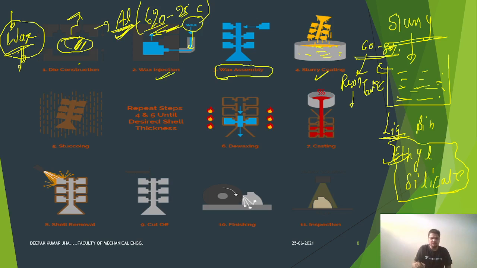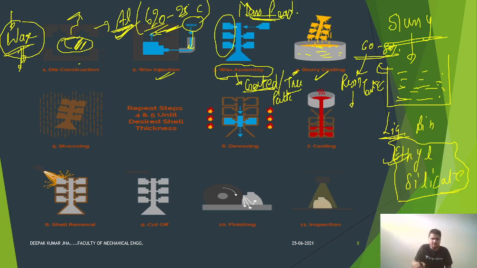Now this wax assembly is similar to the gated pattern we had already discussed in the types of pattern topic, gated pattern, and this gated pattern is also known as tree pattern, as I had already told you, and this question was already asked in ISRO. So gated pattern, which is also known as tree pattern, can be used for mass production. We had already discussed this. It can be used for mass production as well.